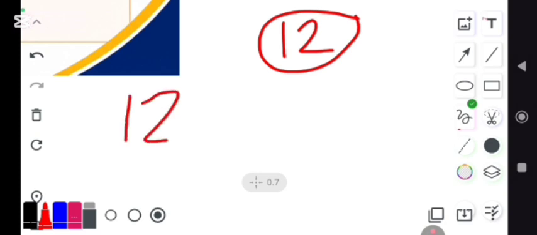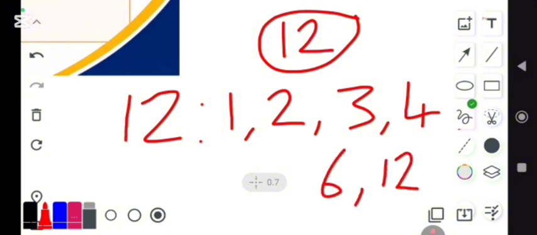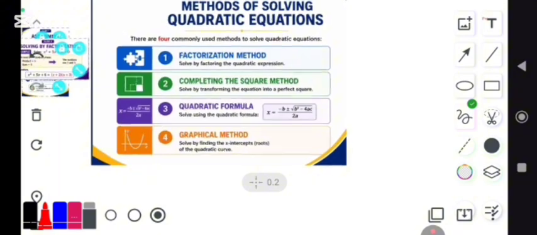So the factors of 12 are, you have your 1, you have your 2, also have 3, because 3 can divide 12 to give 4. We have 4, because 4 can divide 12 to give 3. We have 6, and we equally have 12, because 12 can also divide itself to give us 1. I hope this is clear. That's what we mean by factor.